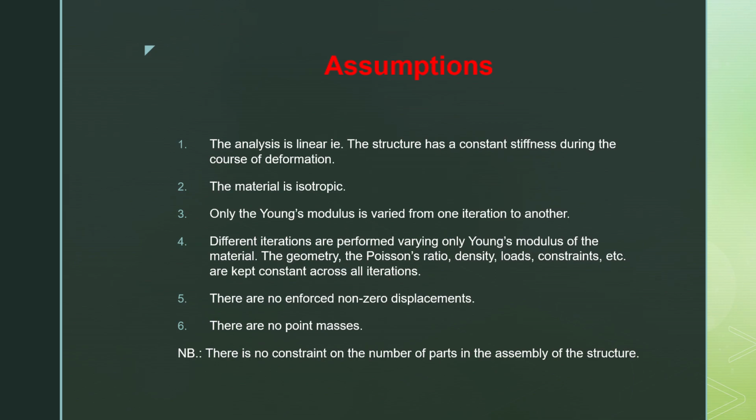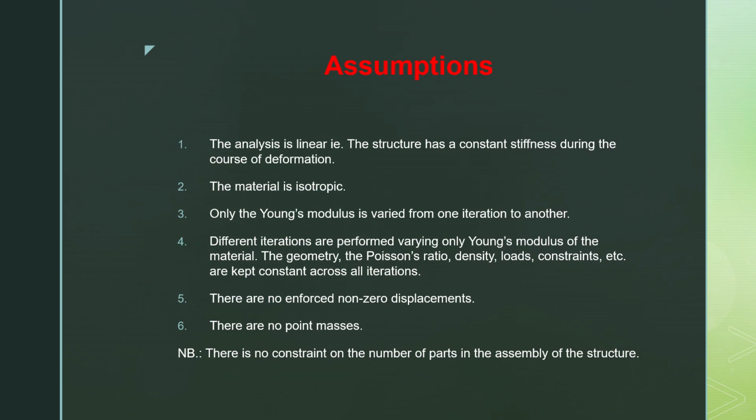The second assumption we make is that the material is isotropic. The material has to be isotropic. If it is not isotropic, it complicates the issue. So for this video, I'll be limiting the discussion to structures made of isotropic material, like most metals and plastics. Third, only the Young's modulus is varied.